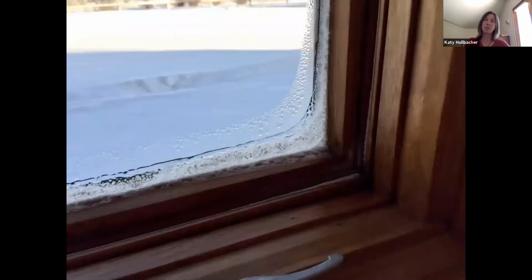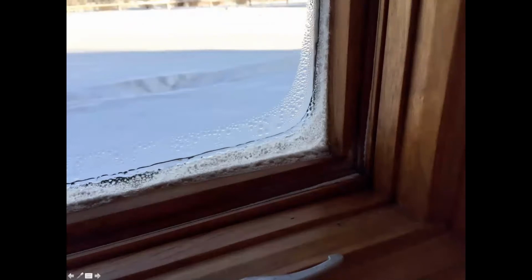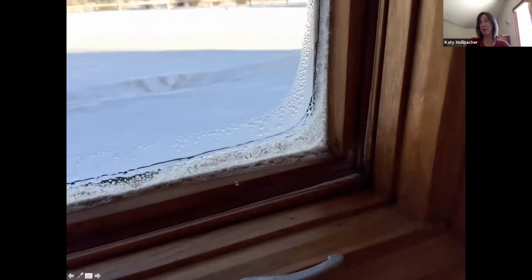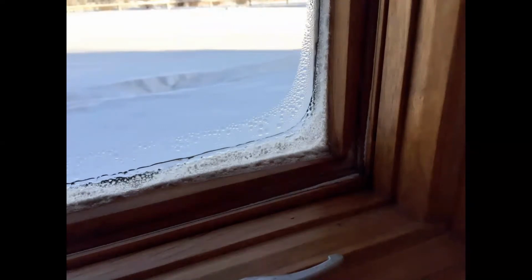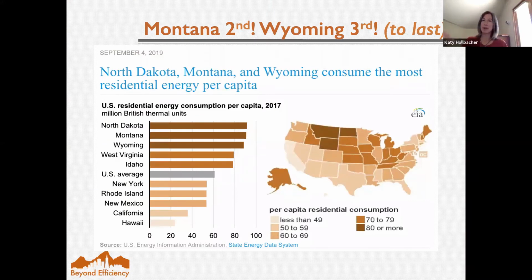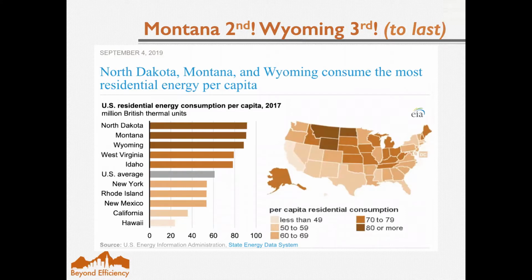And supposedly high performance dual pane windows are really not so high performance when it's 10 below zero outside. This was a probably 10-year-old window in a home in Bozeman. So these are some of the problems that we can solve with high performance building: careful attention to a well-designed building envelope. And great, Montana's second, Wyoming's third. Unfortunately, that means second and third to last in terms of amount of energy use per capita.